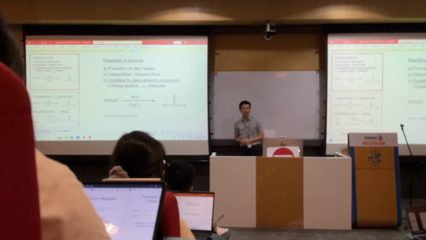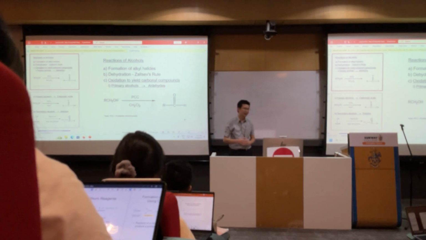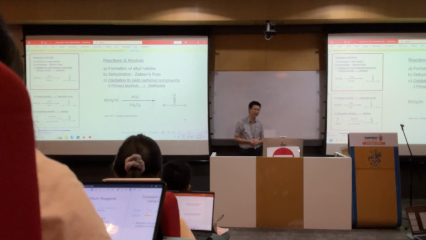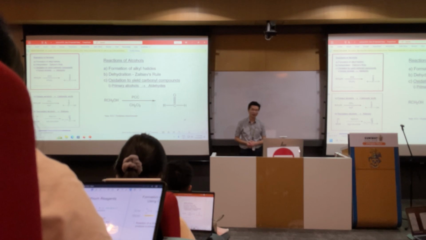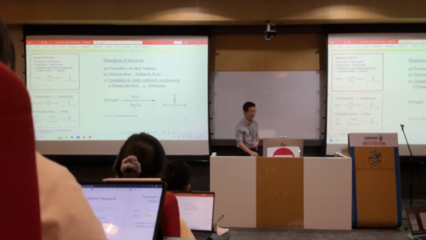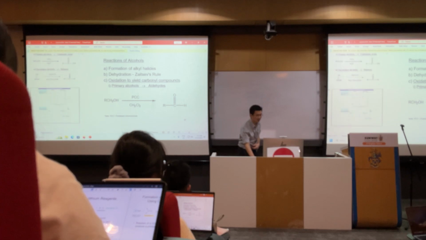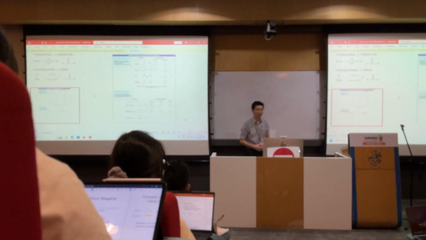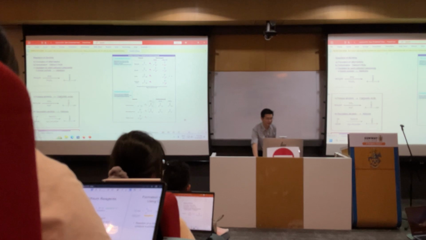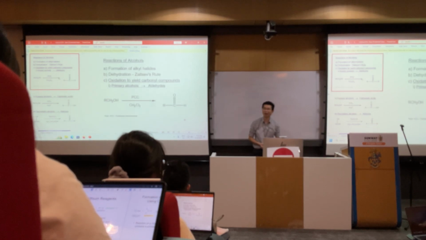Okay. So reactions that involve alcohol: formation of alkyl halides. Again, this is a substitution reaction, either SN1 or SN2. And also it can undergo dehydration. And also it can be oxidized into aldehyde or ketone or even carboxylic acid. Okay. So basically that's the reactions that involve alcohol.